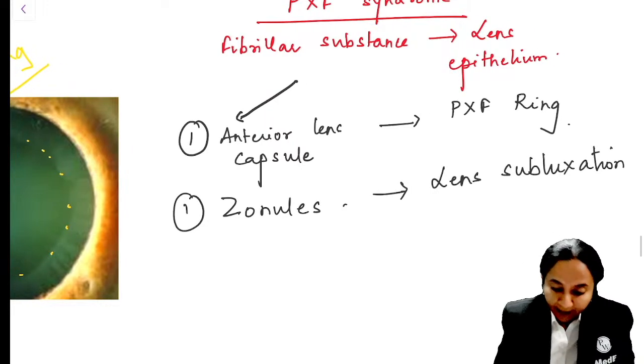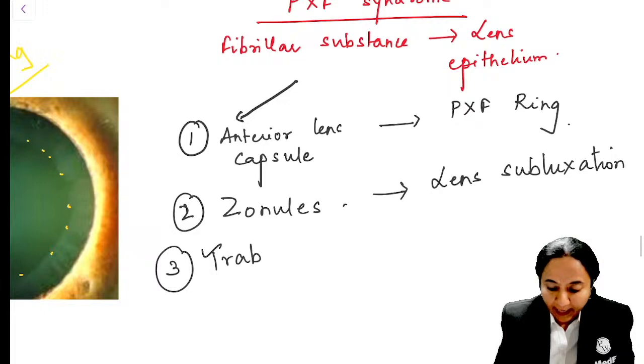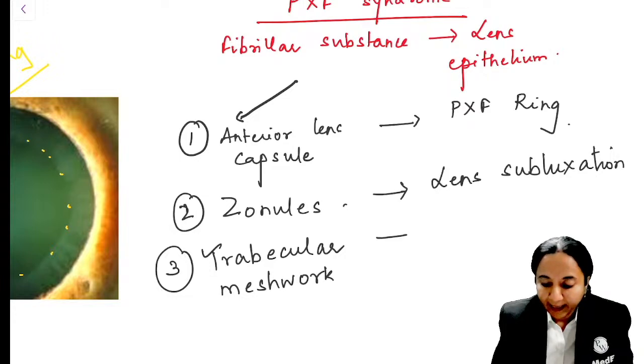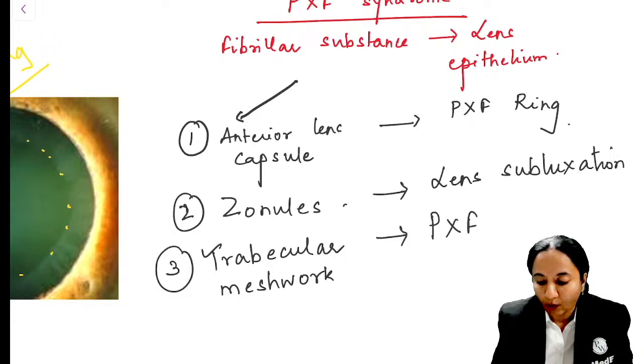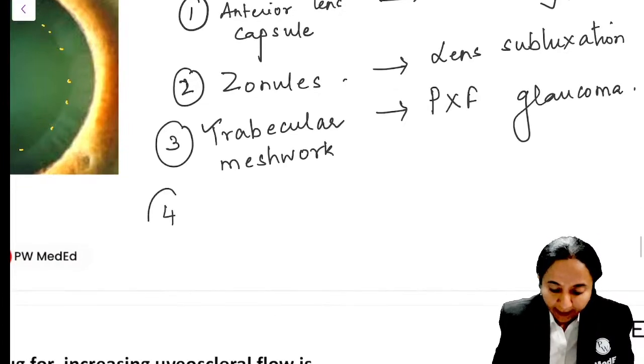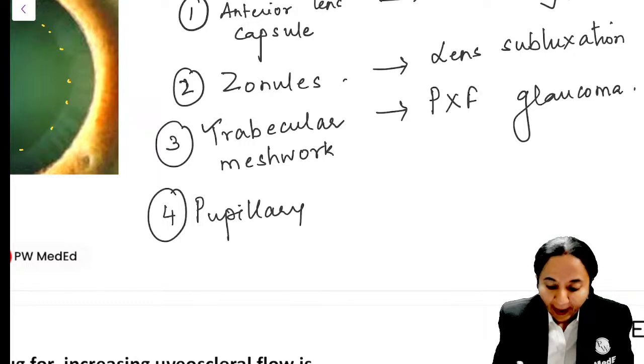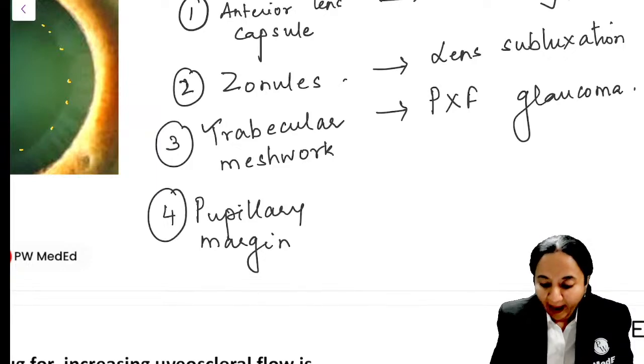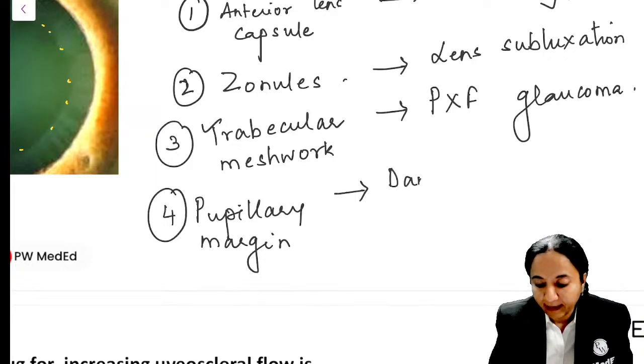Number three, it gets deposited at the trabecular meshwork in the angle of the anterior chamber. It gets deposited in the trabecular meshwork and it gives rise to, obviously, glaucoma. So that's called PXF glaucoma. And number four, it gets deposited in the pupillary margin. And when it gets deposited in the pupillary margin, you have these dandruff-like scales.